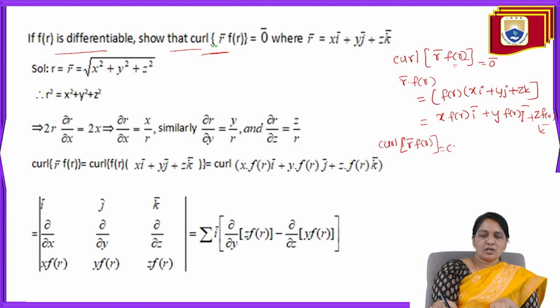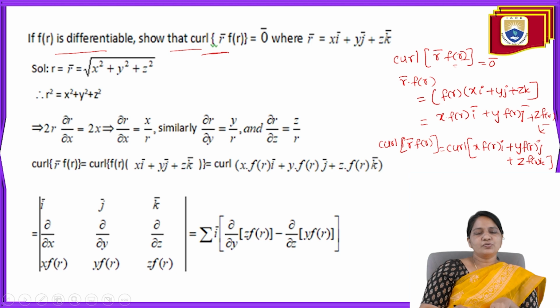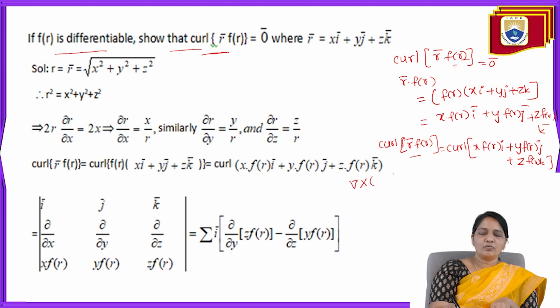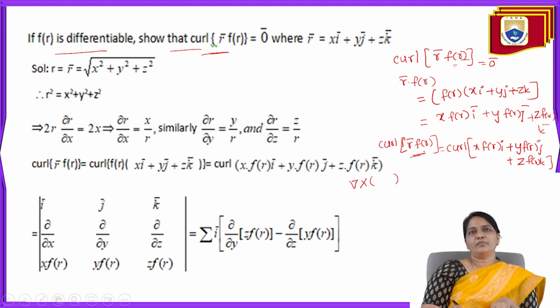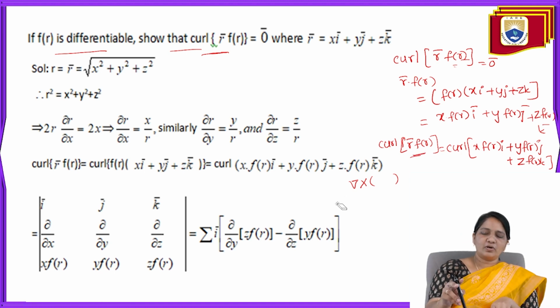So now curl of x f of r i plus y f of r j plus z f of r k, we have to put this value equal to 0. To find the curl, what we have to calculate? Curl, del cross f bar. F bar means here r into f of r. So here what is the f1, what is the f2, what is the f3? You can see here del cross f bar.